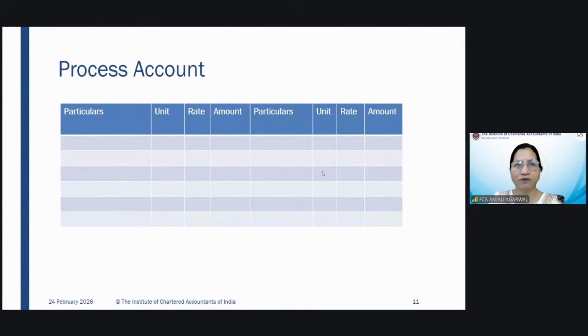This is the layout of a process account when you have 3 columns for unit, rate, and amount. But generally, we have only 2 columns, unit and amount, and particulars will also be there. Otherwise, you can have another 3 columns or 2 columns. So this is how you prepare a process account.